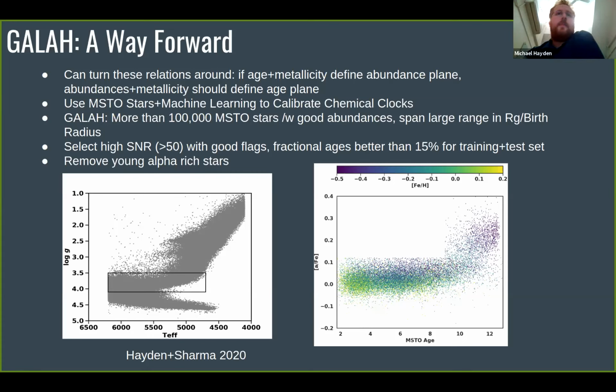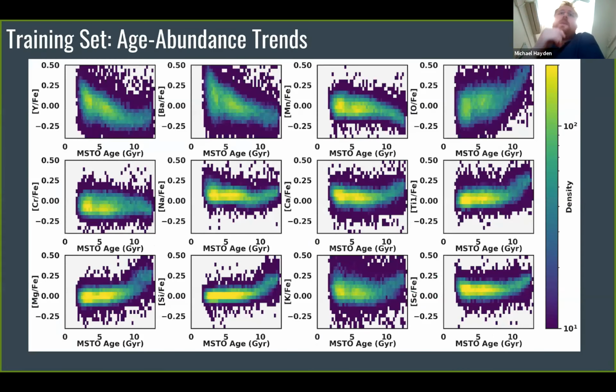Now, we're going to also be able to extend this to the whole HR diagram. So what we're going to do is we're going to use these age abundance relations from these elements that I'm highlighting here to do that.